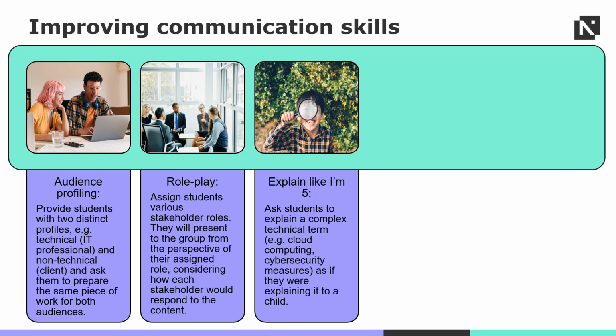The Explain Like I'm 5 exercise could be helpful to encourage students to explain complex technical topics in a way that they're explaining it to a child or someone with no technical background. So in small groups, students could take turns explaining their topic in very simple terms. They should focus on using analogies, simple language, and avoiding technical jargon.